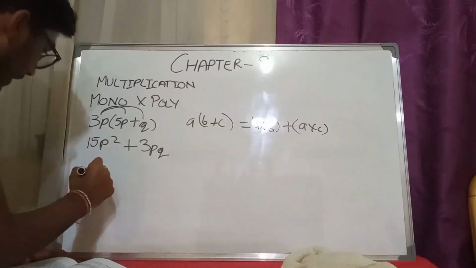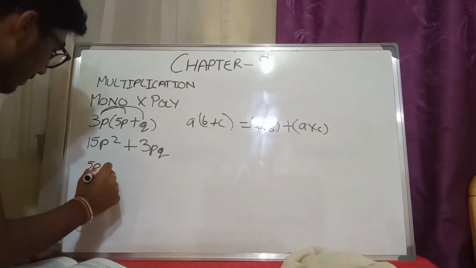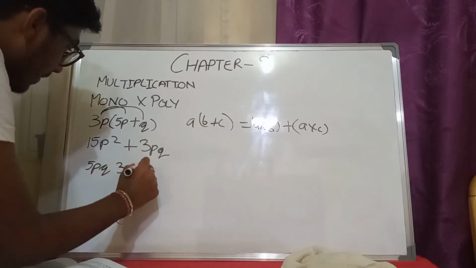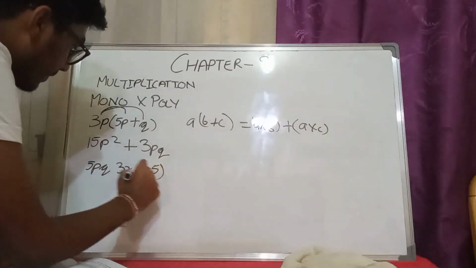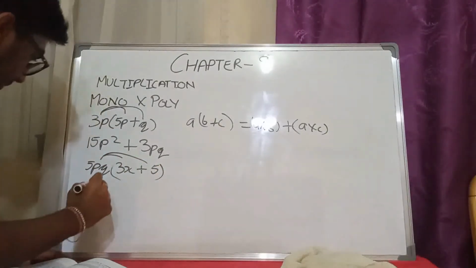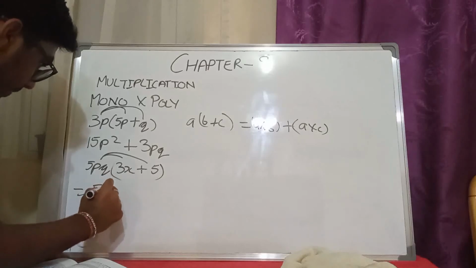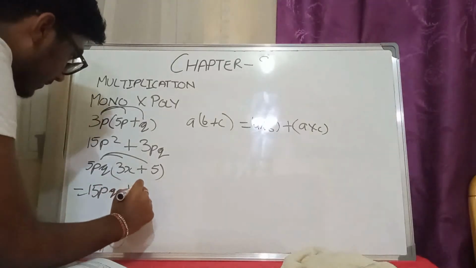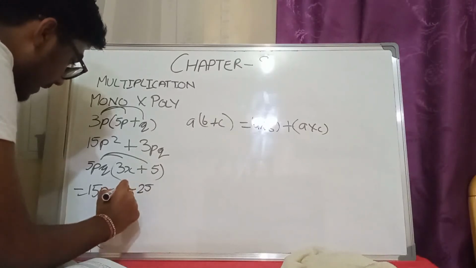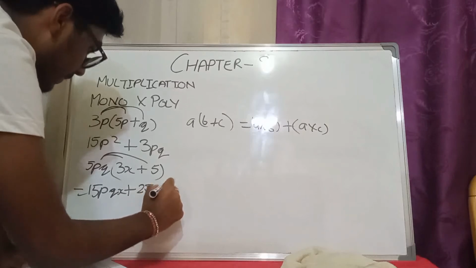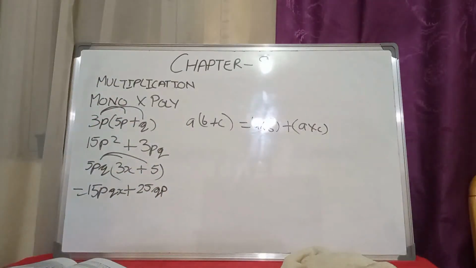Another question, if we take example 5pq into (3x plus 5), then we'll also do a similar thing, again multiplying both of them. We'll get 15pqx plus 25pq. Qp and pq are the same thing.